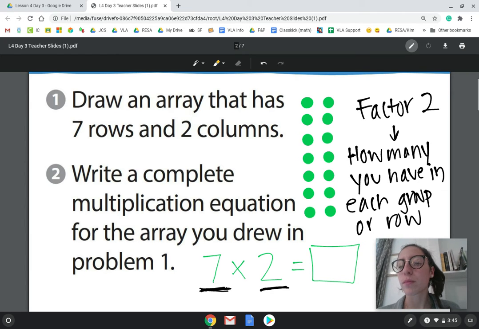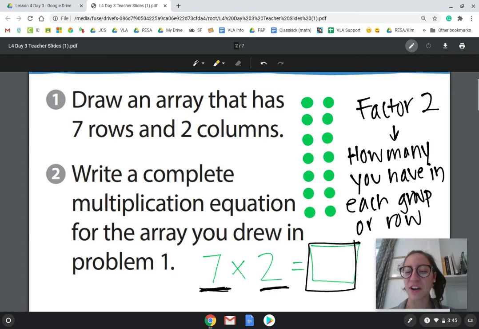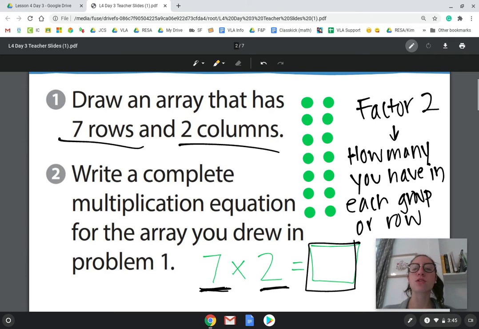Fabulous. And then does anyone remember what this is over here? When we get our answer, what we call that? Starts with a P. Product. Yes, that's the product. So the product is the total that you have in all. So 7 times 2 is 7 rows of 2. So what I'm going to do is I'm going to skip count by 2s 7 times. So I'm going to go 2, 4, 6, 8, 10, 12, 14. All right, so when I skip counted by 2s, I got 14.